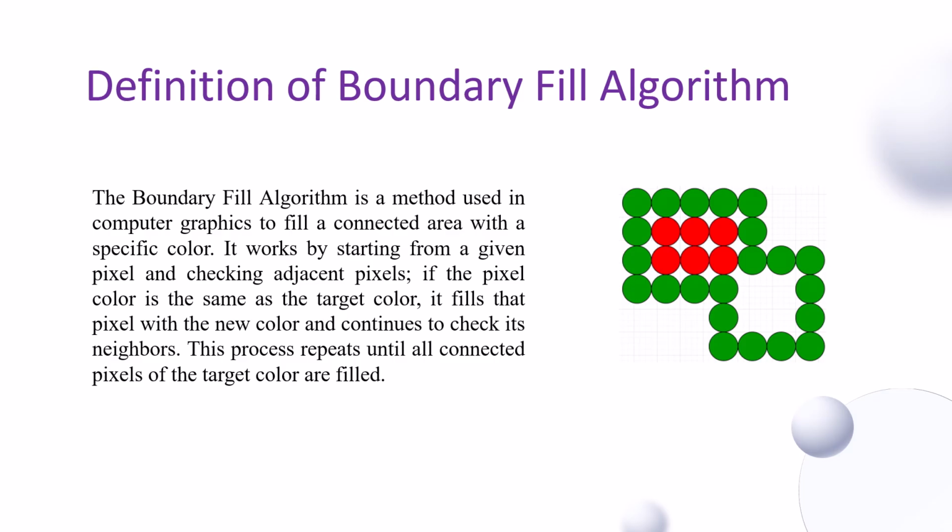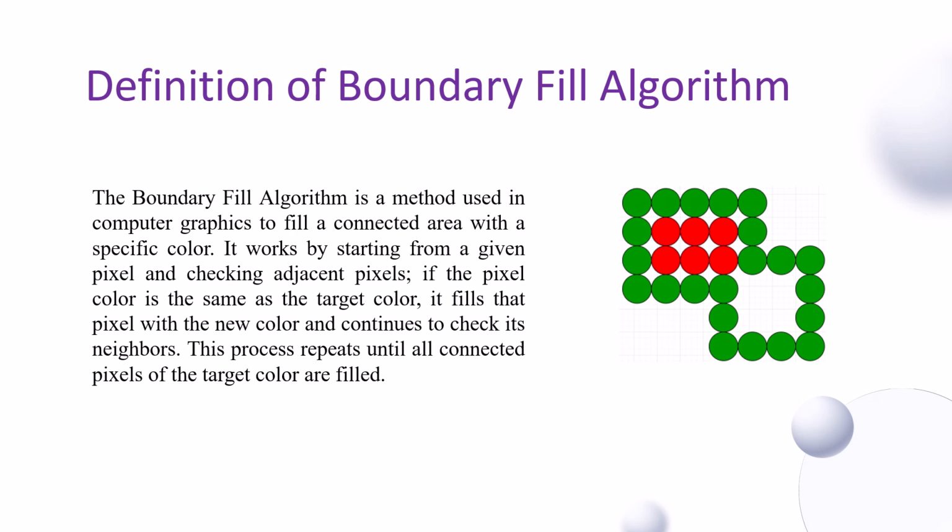First, what do you mean by boundary fill algorithm? The boundary fill algorithm is a method used in computer graphics to fill a connected area with a specific color. It works by starting from a given pixel and then checking its adjacent pixels. If the pixel color is the same as the target color, it fills that pixel with the new color and continues to check its neighbors. This process repeats until all connected pixels of the target color are filled. Let's understand what it exactly means.